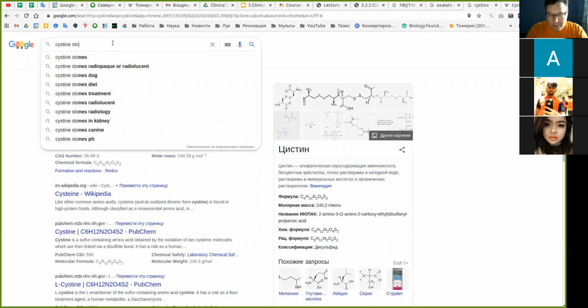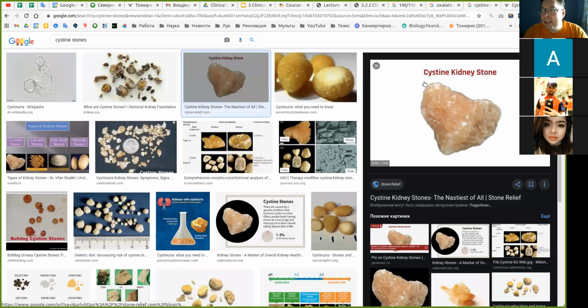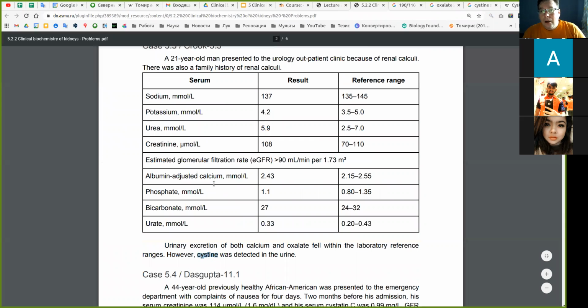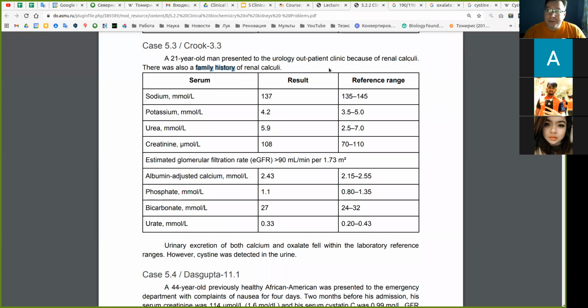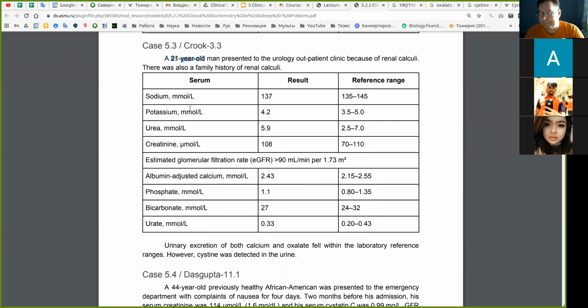Cystine stones. Let's look. What is it? Yeah, this one, cystine kidney stone. So what we see in this clinical case is that this patient has a family history related to renal calculi in his relatives. This man is very young, 21, for formation of stones. In most cases, stones in the kidneys are produced at an older age, in older people, because of problems with their kidneys, inflammation in kidneys.